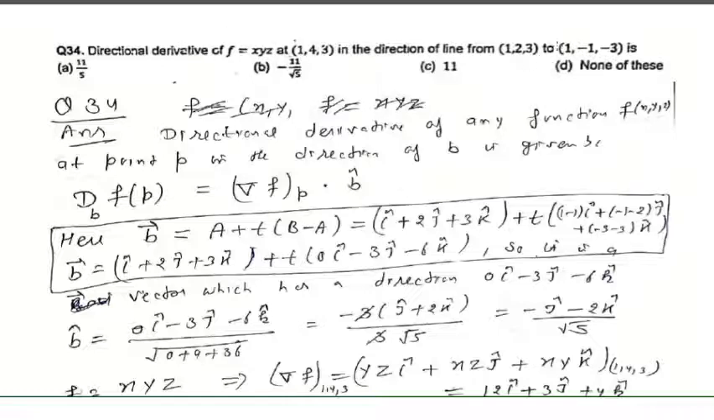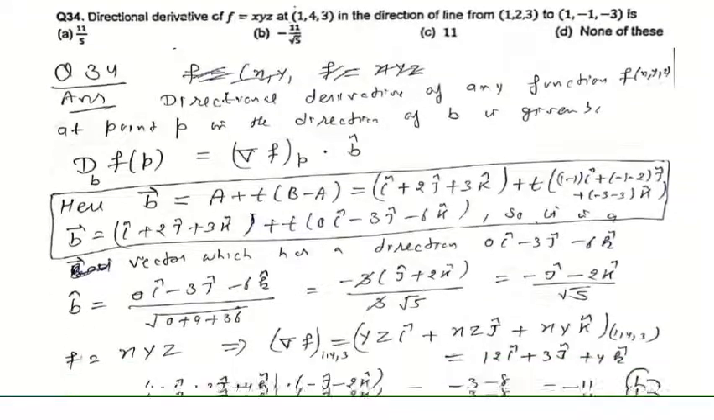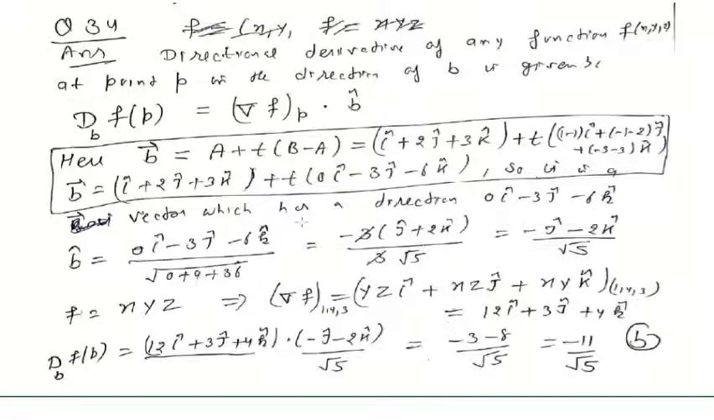So how to calculate the direction? b1 minus a1 i, b2 minus a2 j, b3 minus a3 k. So this will give us what? 1 minus 1 is 0, minus 1 minus 2 is minus 3, minus 3 minus 3 is minus 6. It is the direction, so it will be b. So we have to calculate b cap. So b cap is the vector divided by its magnitude. It is minus j minus 2k over square root 5.